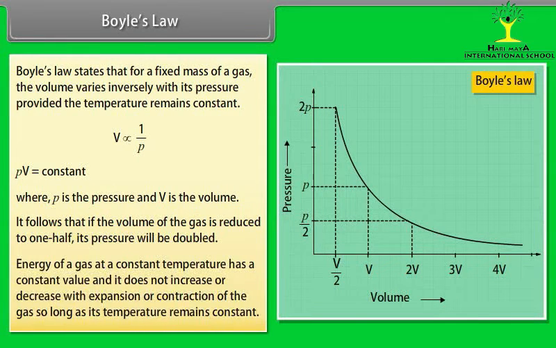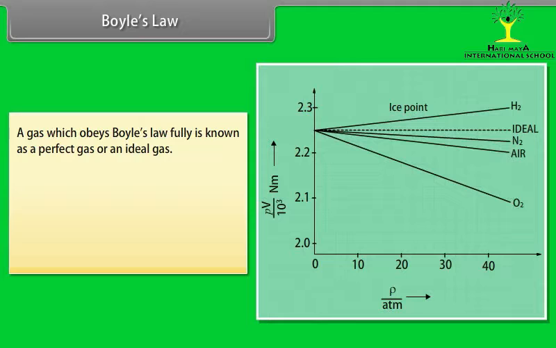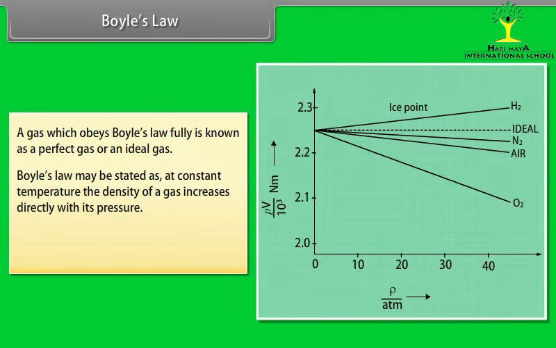The energy of a gas at a constant temperature has a constant value and it does not increase or decrease with expansion or contraction of the gas so long as its temperature remains constant. A gas which obeys Boyle's law fully is known as a perfect gas or an ideal gas. Boyle's law may be stated as, at constant temperature, the density of a gas increases directly with its pressure. P upon rho is equal to constant.